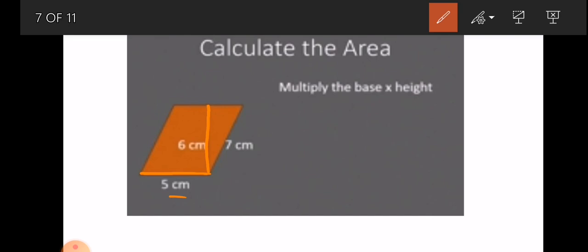So the 7 centimeter is what? This is the side. Do I need it? No, they just put it for you to trick you. But it's useless information for me. I will not use it.